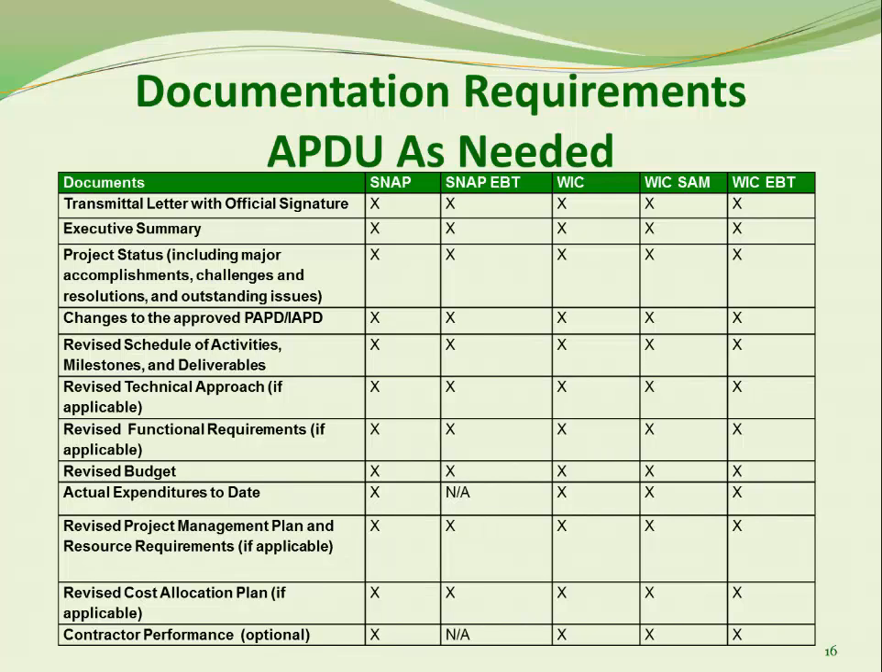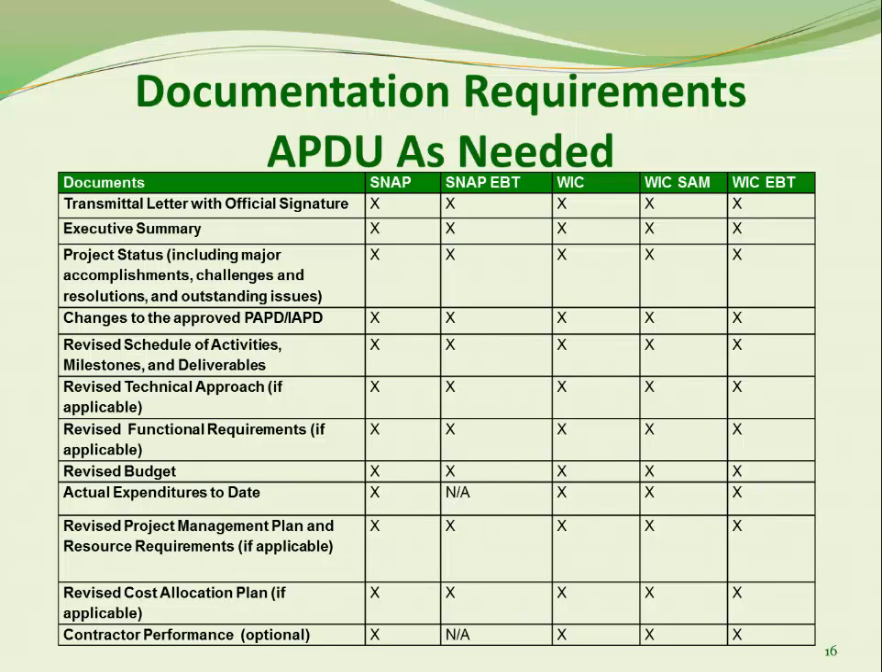The revised functional requirements include notable additions to or deletions from the last defined functional requirements for the system. Examples might include removing an interface or a function such as a growth chart plotting or adding customized reports. The revised budget includes an increase of more than $10 million or 10% of a SNAP overall total project, whichever is less, and an increase of $100,000 for a WIC project.